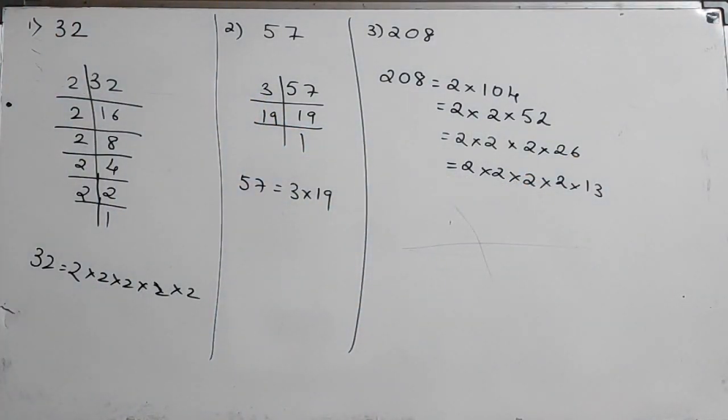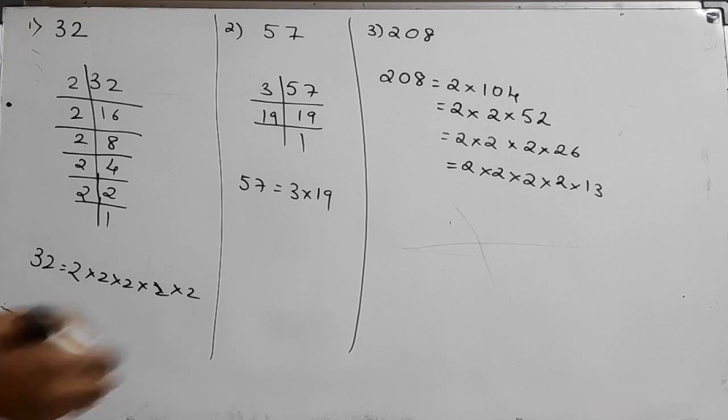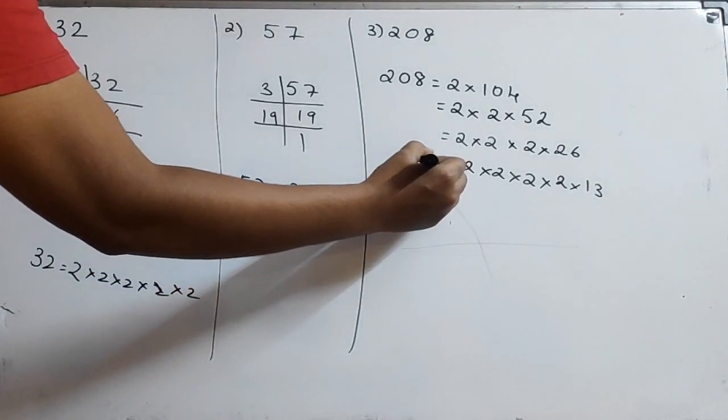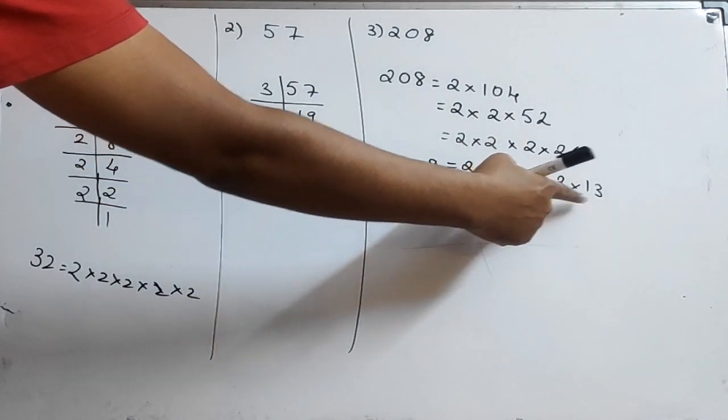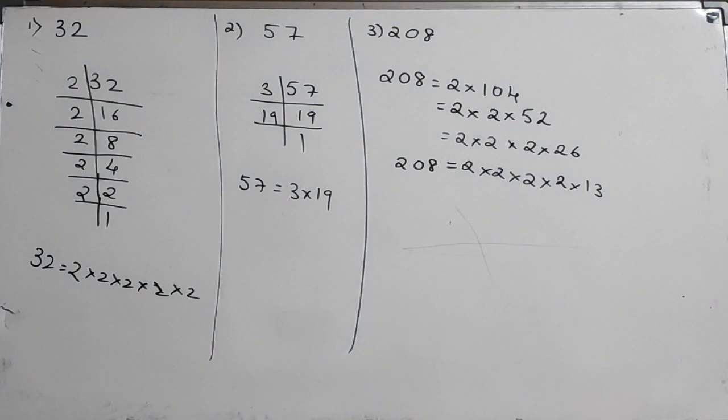Now 13 is a prime number. You cannot further divide 13 into any factors. So 208 is 2 multiplied by 2 multiplied by 2 multiplied by 2 multiplied by 13.